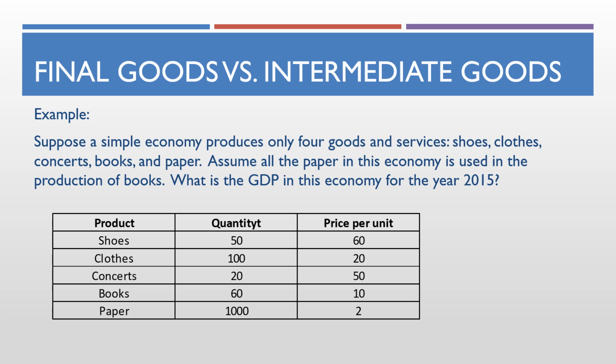In this case, we want to think about how we are counting which ones are the final goods that we consume and which ones are the intermediate goods that we don't want to count towards our economy's GDP. Obviously, if the paper is all used to produce books, we want to count shoes, clothes, concerts, and books, but without the value of paper. So this is a very simple concept of final goods and intermediate goods and how we calculate the different product values in our economy.